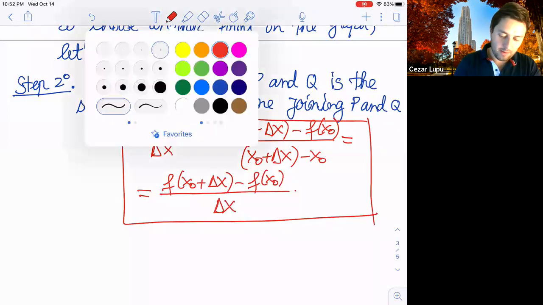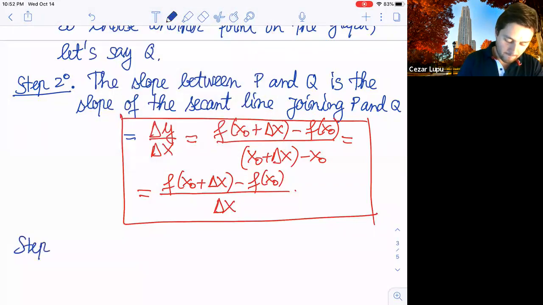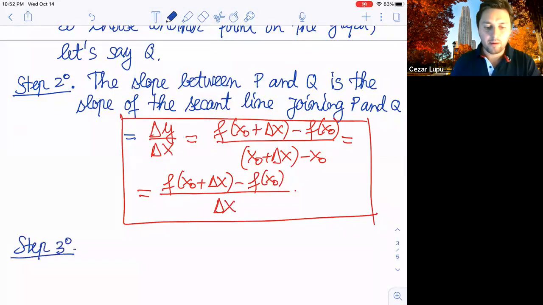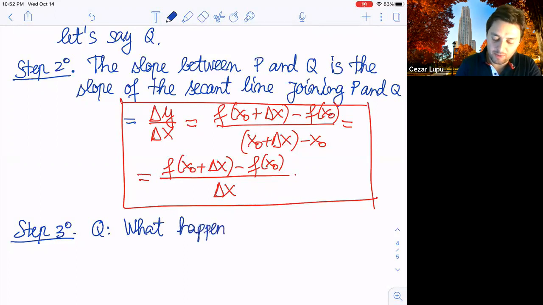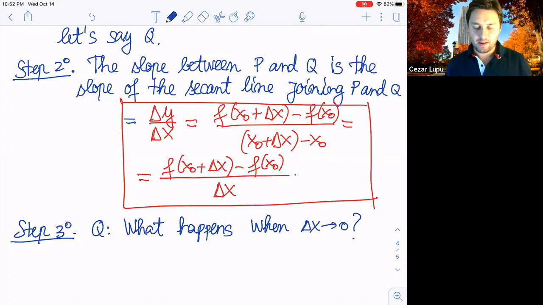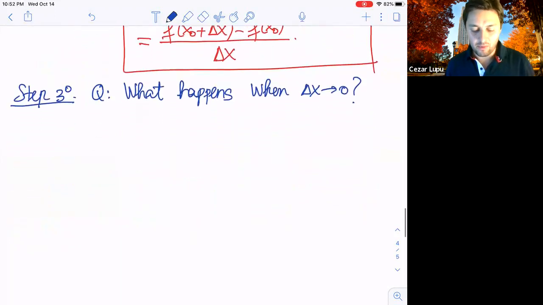All right, step 3. The question is now, and this way we will delve more and you'll see what the derivative is. So I'm approaching that. Step 3, we would like to address this question. What happens when this difference, delta x, approaches 0? That is the question, and in fact, that's a very important question.